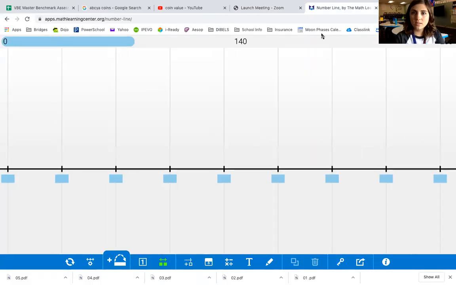We are going to start by counting by tens today. So you will see I have a number line. This is a number line. It's an online number line though. If we are starting by tens, we're going to start with the number 0. Do you see the 0 on my screen? We are going to start by counting 10, 20.